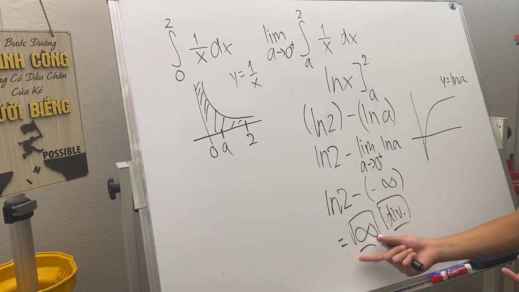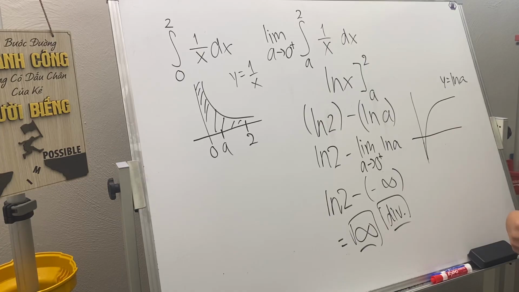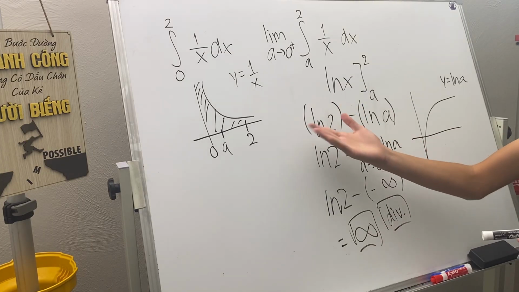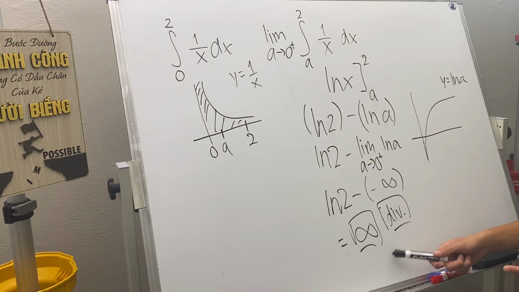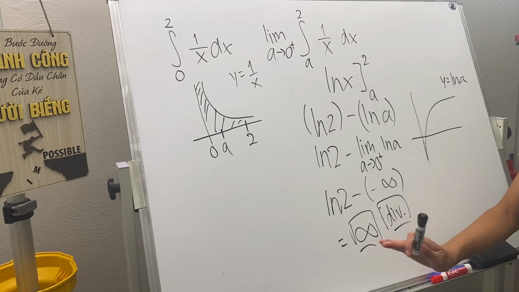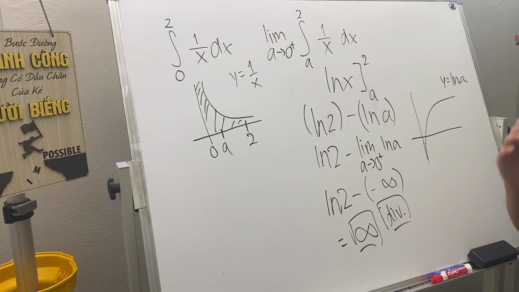It means it doesn't approach a finite number. I'm saying approach because we are taking the limit. For some improper integrals too, let's say the limit does not exist, you can write diverge too. Do not write equal to DNE. That is wrong. Equal to does not exist. How are you gonna write equal to when it doesn't exist?